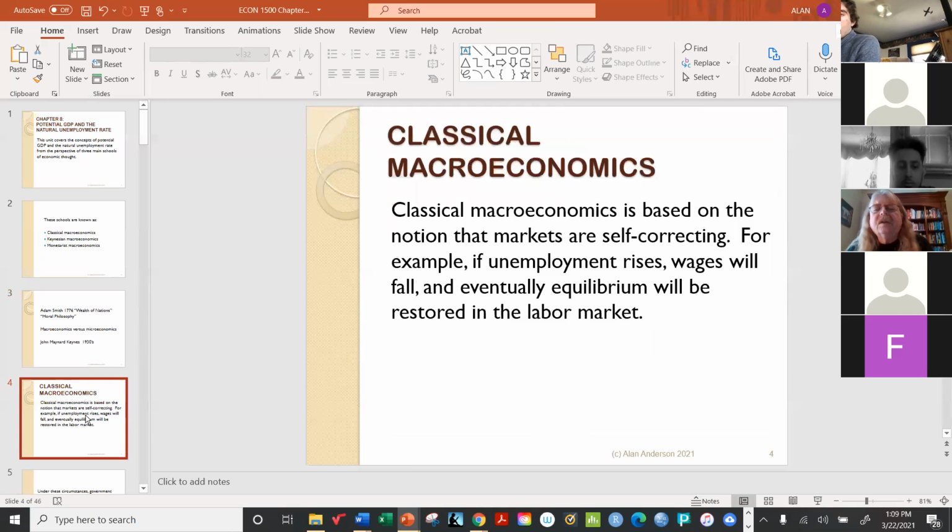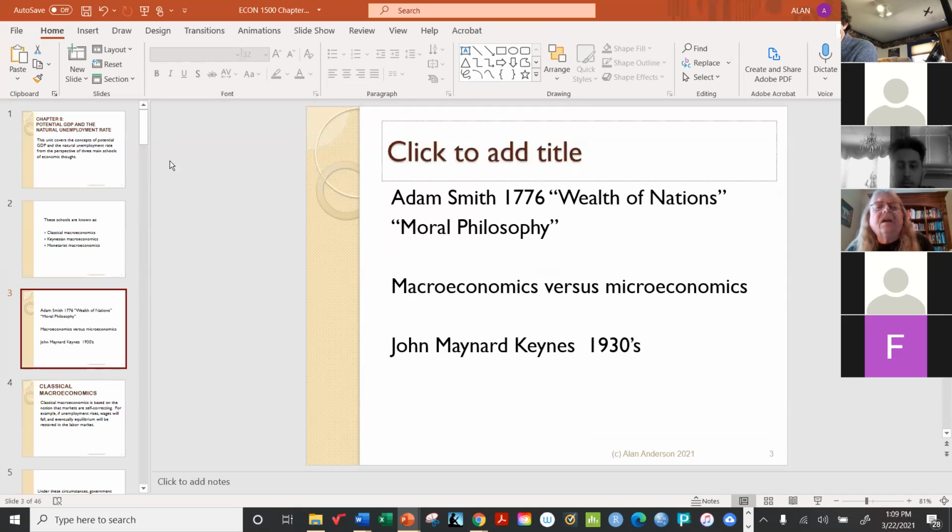Anyway, so here, when we look at the classical macro and micro, for that matter, economists, they all had an enormous amount of faith in free markets. Okay, they're very skeptical about government.